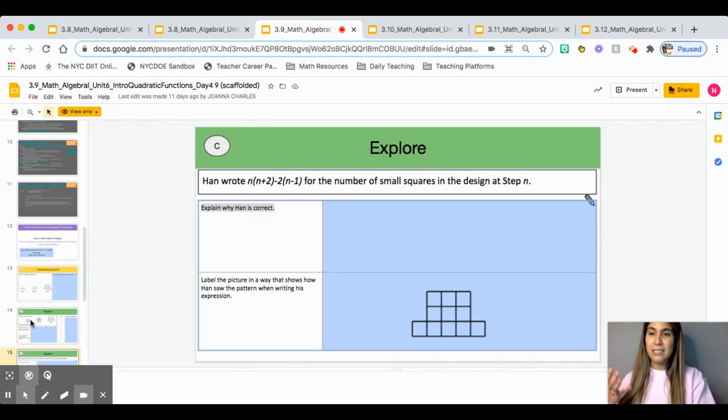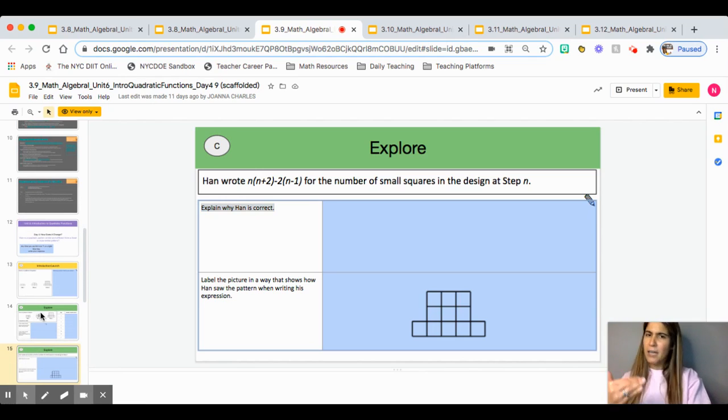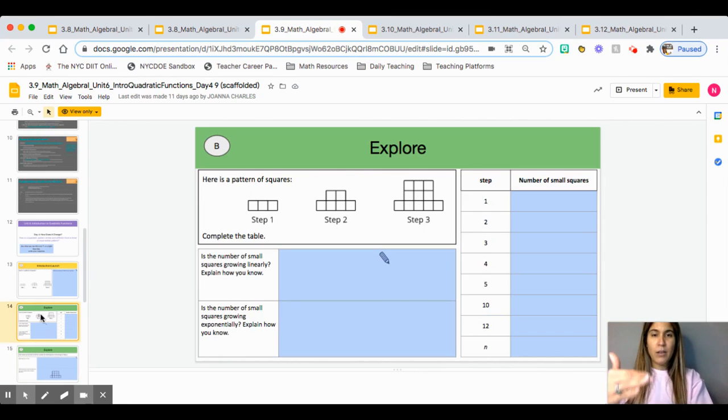Now, like I said, these lessons are going to have patterns. So if we backtrack a little in this lesson and I go to slide B, I'm seeing again this opportunity for students to work with a table. Tables are going to be very beneficial for multilingual learners. Now, they are also asked, is the number of small squares growing linearly? Explain how you know. This is a good section to give our students sentence starters so that they already start thinking critically and follow the line of thought that you're trying to teach them.